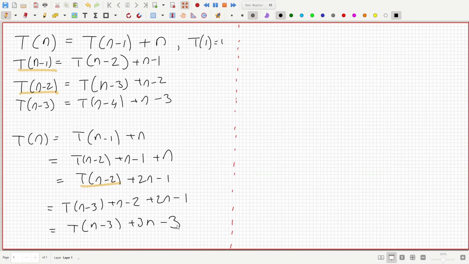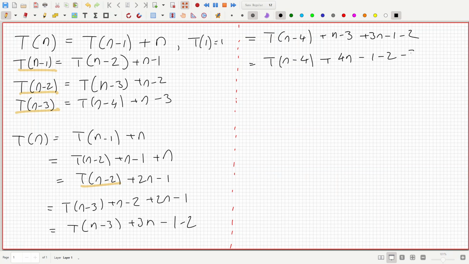I think that's fine, although perhaps I don't want to put them together just yet, because I think I can see something that's going to happen maybe on the next one. One more. So we'll get Tn-4 plus n minus 3 plus 3n minus 1 minus 2. So we'll have Tn-4 plus 4n minus 1 minus 2 minus 3. Yeah, so you can see what's happening. By repeatedly substituting in, we can arrive at this form for the Tn formula.